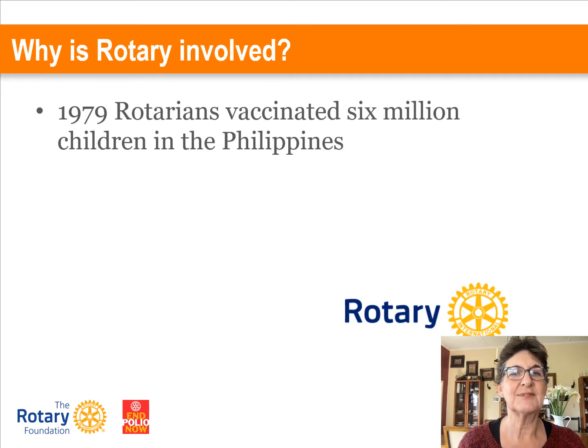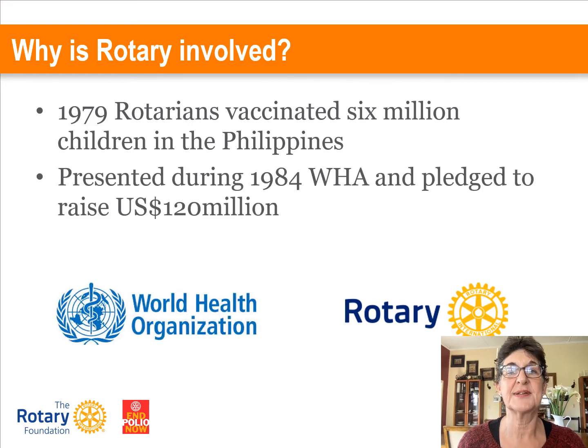So how did Rotary get involved? Well, in 1979, as part of the 3H's program, Rotarians vaccinated 6 million people in the Philippines. And being Rotarians, they thought, well, if we can do this in the Philippines, why can't we do it in the rest of the world? So Rotary International went to the World Health Assembly of the World Health Organization in 1984, and were basically told, yeah, do-gooders, go away. Come back when you've raised 120 million and we'll talk to you.